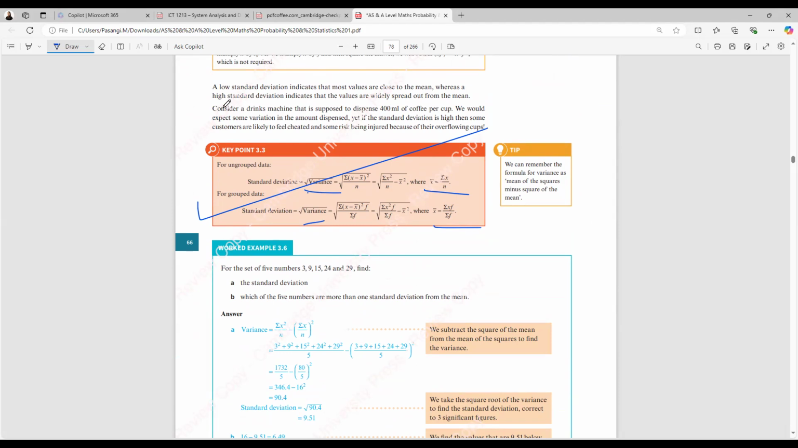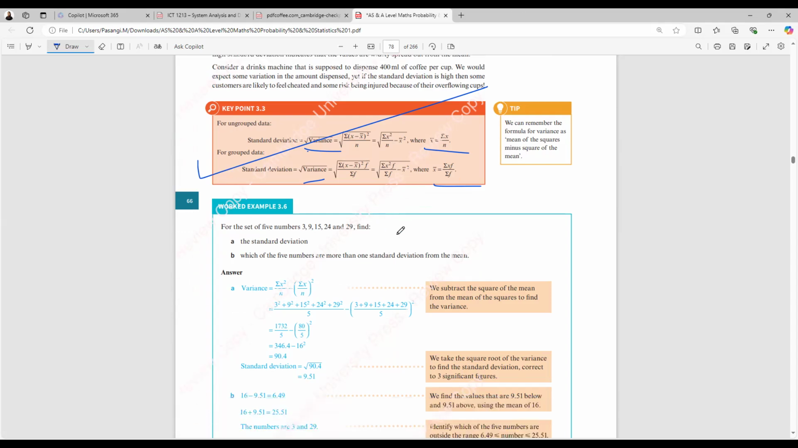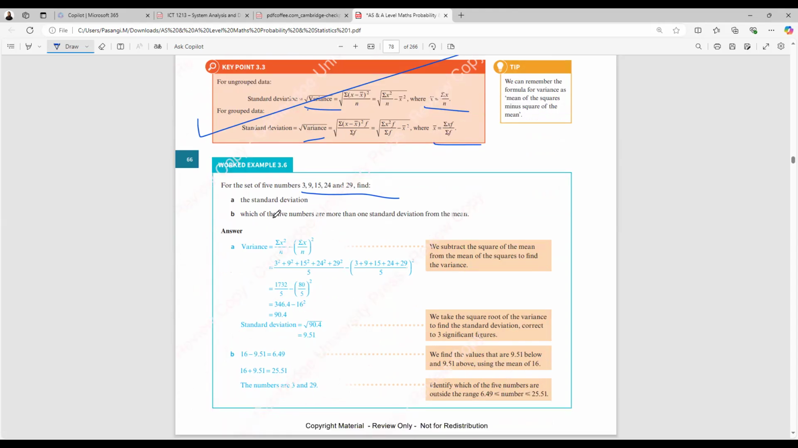As they have mentioned here, in worked example 3.6, for the set of five numbers, they have given us five numbers: 3, 9, 15, 24, and 29. All these numbers are there. And then they have asked us to find out the standard deviation. How are we going to find the standard deviation? So first you have to find out the variance and take the square root of it. Yes, to find out the variance, how can we do it?